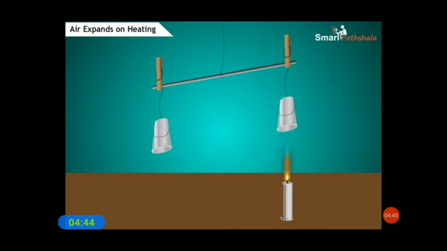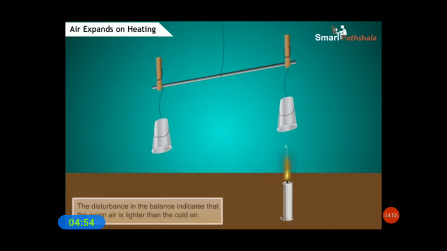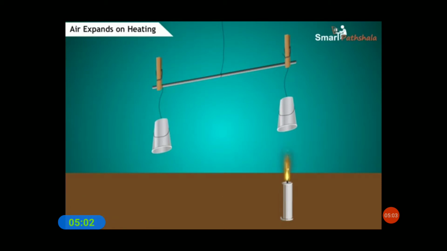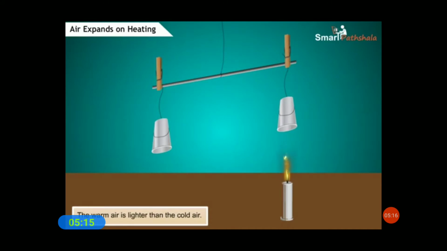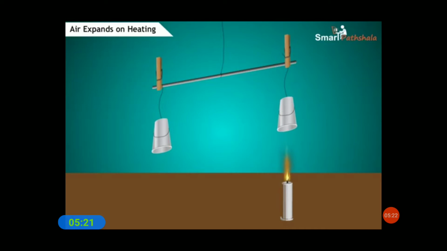In this activity, we find that warm air rises up. As the warm air rises, it pushes the cup above the candle and the balance gets disturbed. The disturbance in the balance indicates that warm air is lighter than cold air. As we already know, on heating, air expands and occupies more space. When the same amount of air occupies more space, it becomes lighter. Hence, we can conclude that warm air is lighter than cold air. That is the reason we always find smoke rising up.